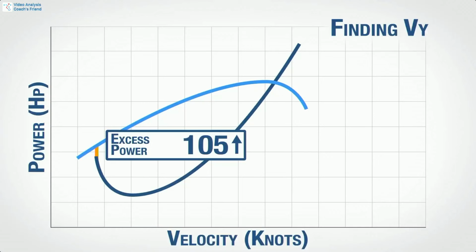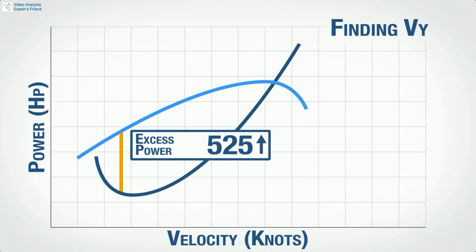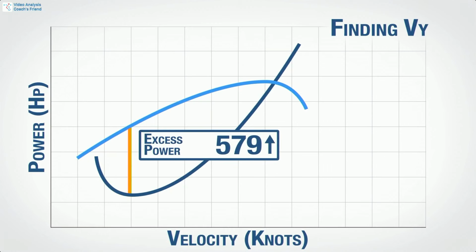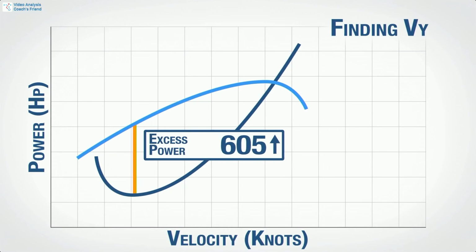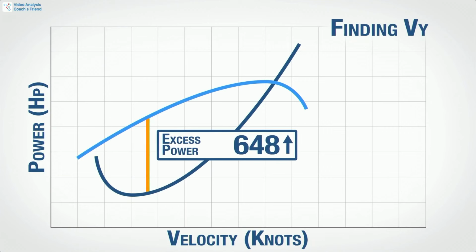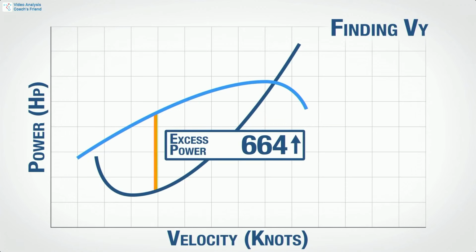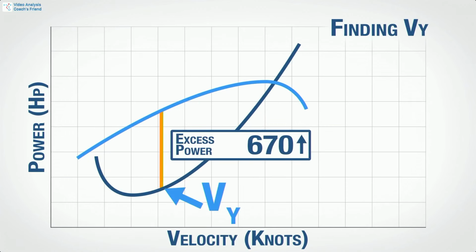And we'll just move forward here, and we're passing through about where VX would be. You notice excess power is still increasing. We come through LD max, and excess power is still increasing. And now our power required is starting to increase, but excess power is still increasing because the power available curve is so steep here. We're moving forward, and right here, it switches to decreasing. That is our Vy point.